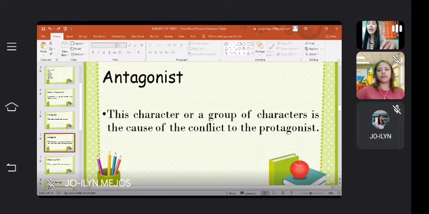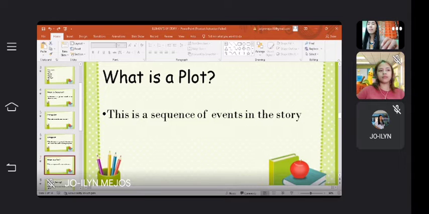So the next element of the story is the plot. So what is a plot? Kindly read.